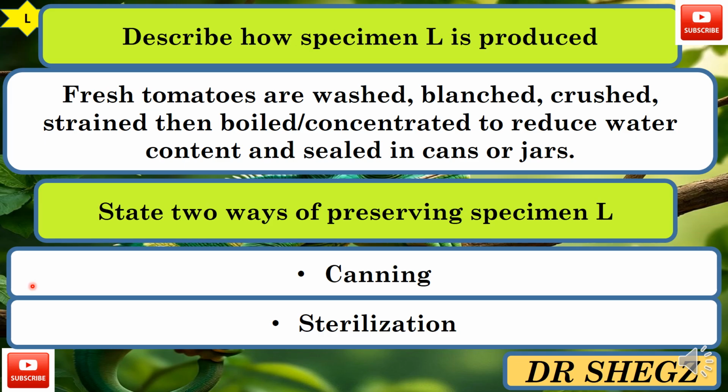Describe how specimen L is produced. This is the way it's produced: washed, blanched, crushed, strained, and of course sealed in cans or jars. Two ways of preserving this: by canning, by sterilization.